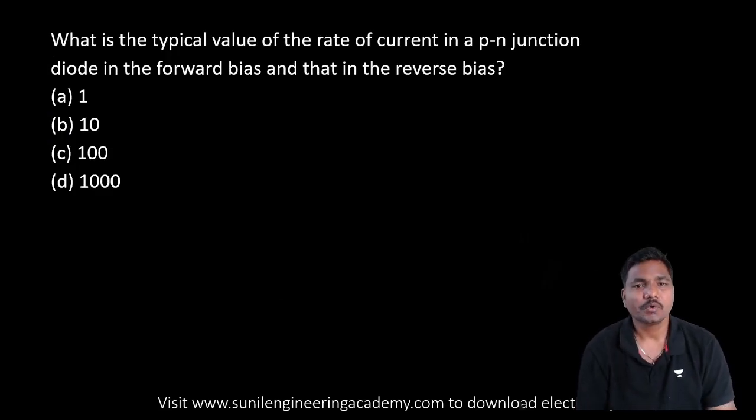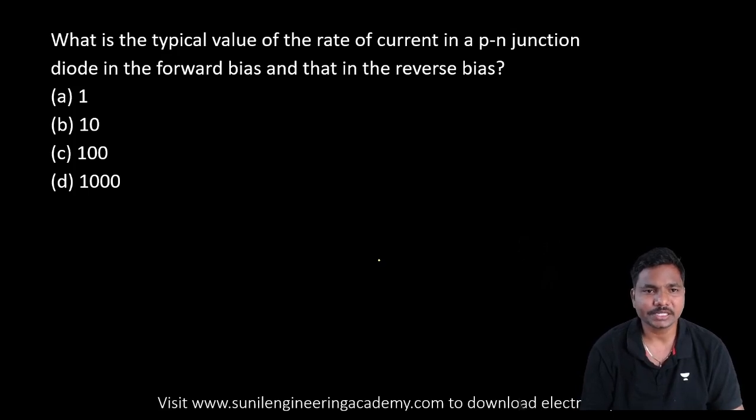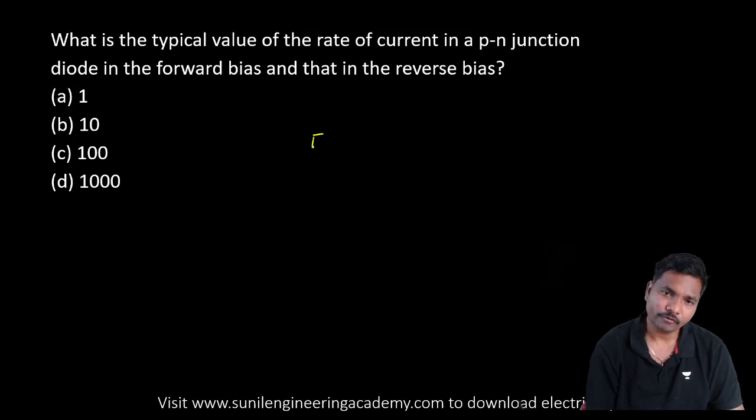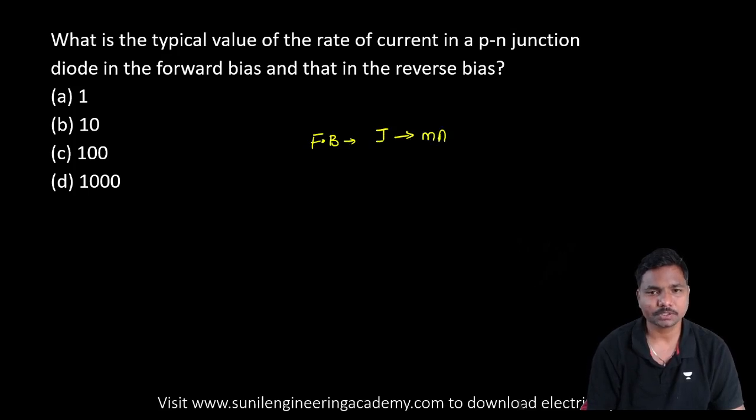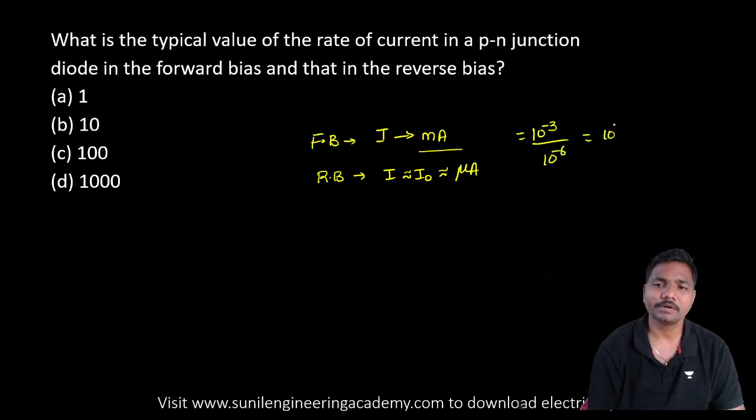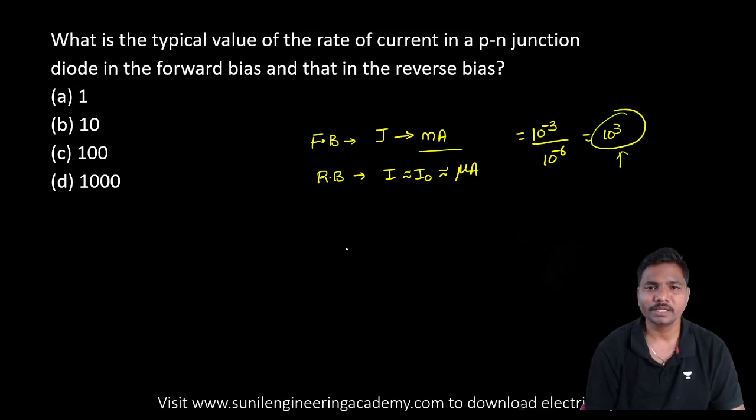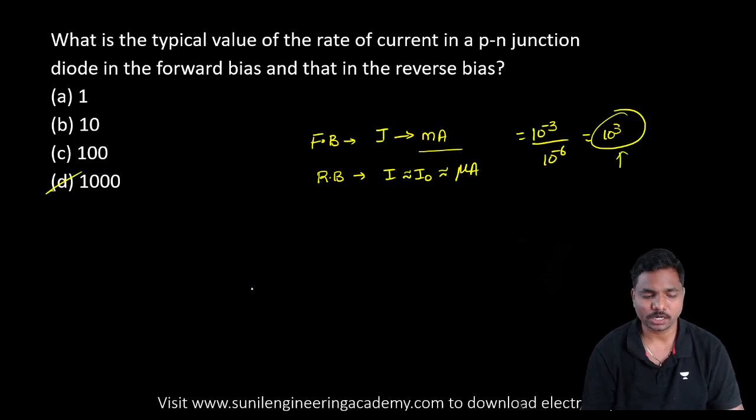Coming to the next question, what is the typical value of the ratio of current in a PN junction diode in the forward bias and that in the reverse bias? We know very well in the forward bias, the current flowing is generally in milliamps. In reverse bias, the current flowing is nothing but leakage current, in the order of microamps or nanoamps. So the ratio they are asking is milliamps to microamps, 10 power minus 3 by 10 power minus 6, that is 10 power 3 order. So the ratio will be 1000 times. So the answer is option D.